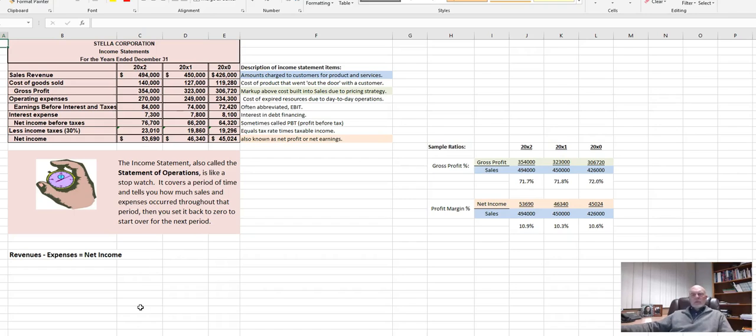But we're going to spend the next few minutes talking a little deeper about how to analyze the information found on the financial statements and perhaps how to glean some insight into the company's financial operations and financial position.